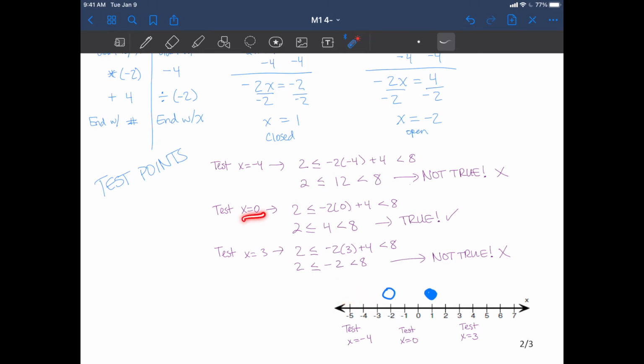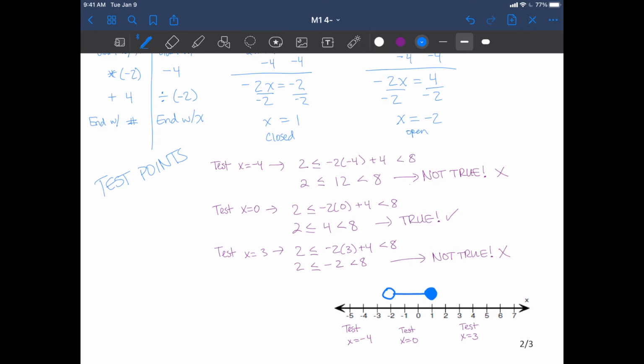Testing x equals 0. Again, I'm going to plug in 0 for x. Negative 2 times 0 is 0. 0 plus 4 is 4. Is 2 less than or equal to 4? Yes. Is 4 less than 8? Yes. So it's true. I'm going to go ahead and shade inside.